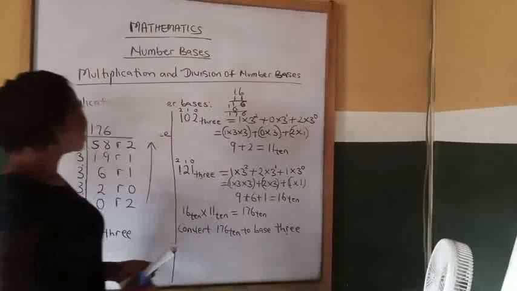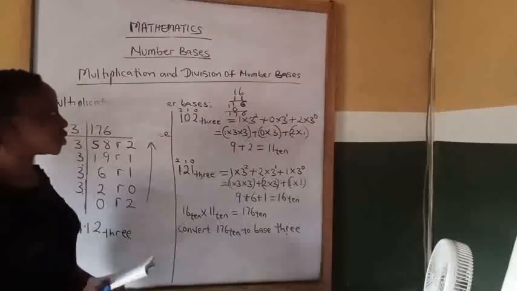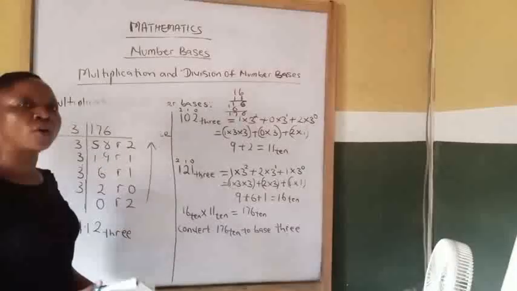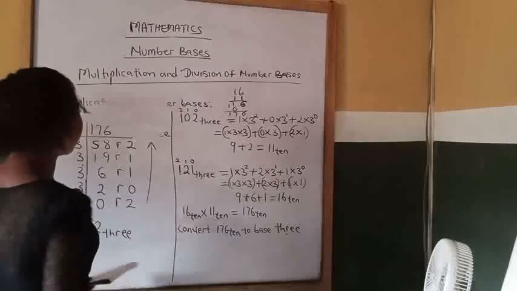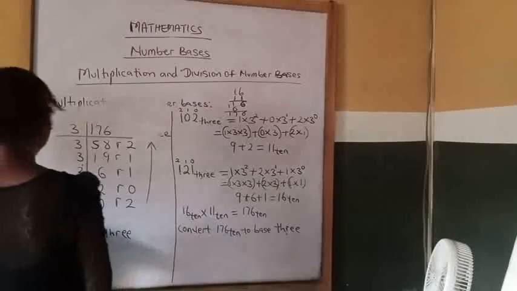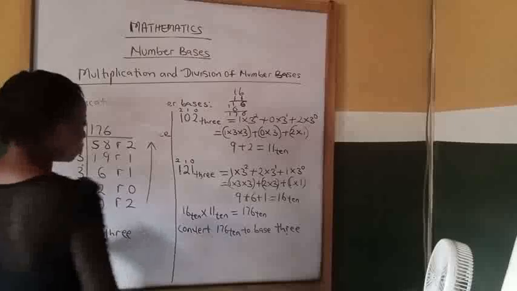So you can use direct multiplication method. Then you can use conversion of number to base 10. So let's take one more example under this multiplication method before we proceed.